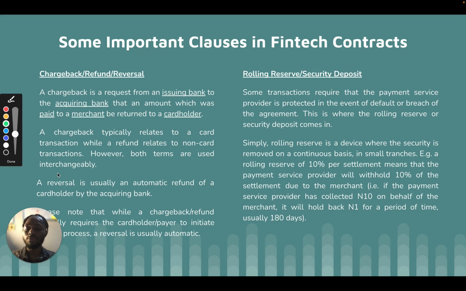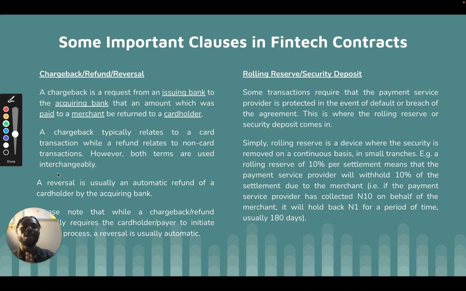Now, note that while a chargeback and refund, I've already said it, require you to initiate the process, reversal is automatic, right? So I think we already explained that. I think that's something that we should understand by now. So yeah, and that's that on chargeback, refund, and reversal. This is one clause that you most likely will not miss in your payment transaction, no matter what. You typically will find it inserted somewhere.